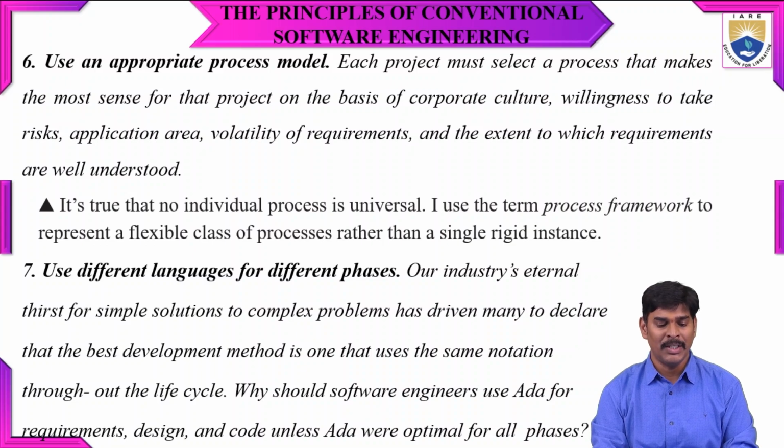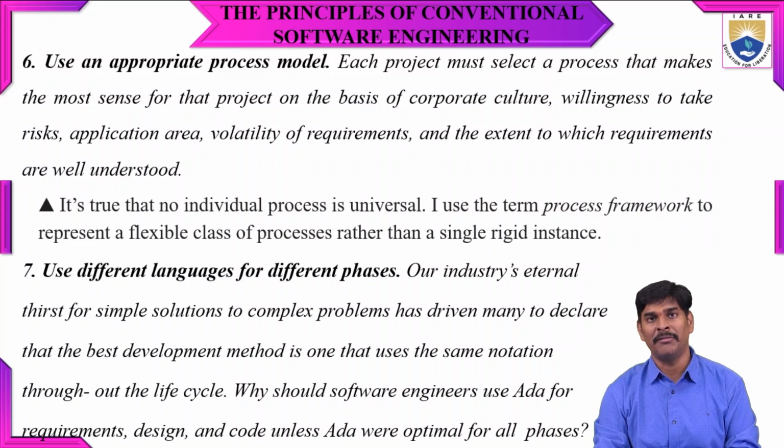Okay, and the next one is use different languages for the different phases. Previously we have seen high level programming languages: assembly language, C, C++, Ada, Ada 83, Ada 95, Java, COBOL, and Visual Basic. These are the main programming languages we are using. Among these, mainly here they are going to concentrate on Ada 83 and Ada 95. Compared to Ada 83, Ada 95 consists of very few lines of code. Visual Basic also uses a very minimal amount of source lines of code.